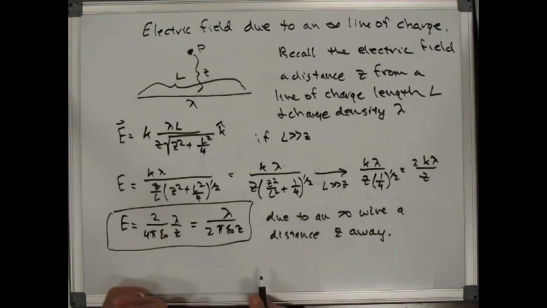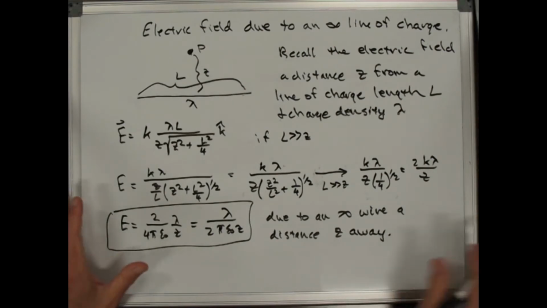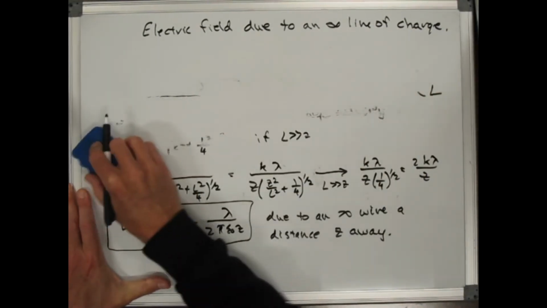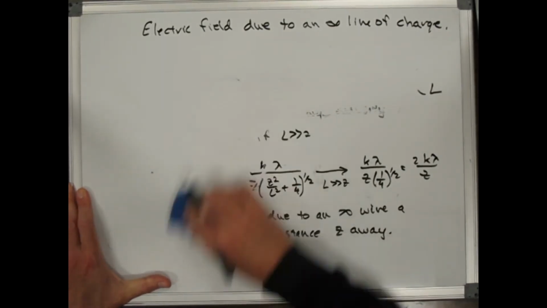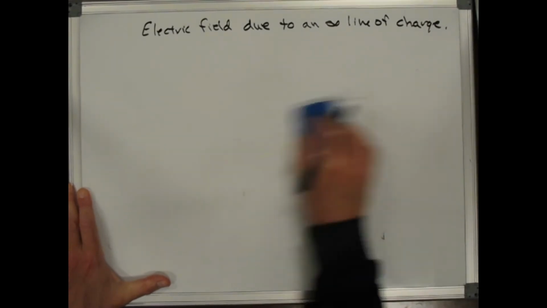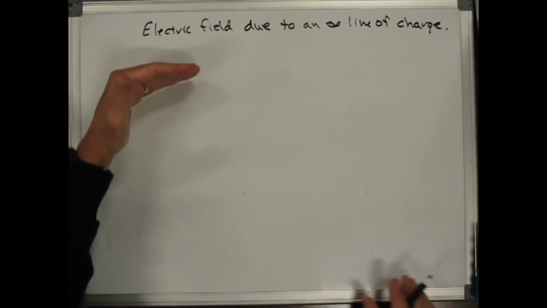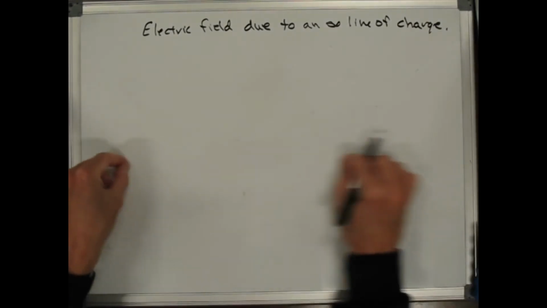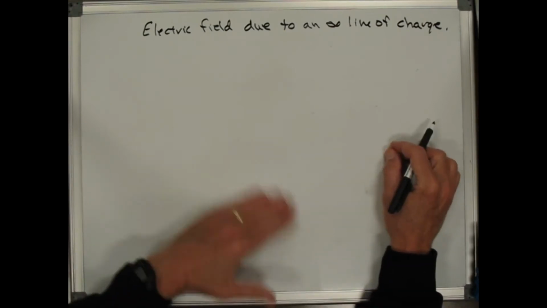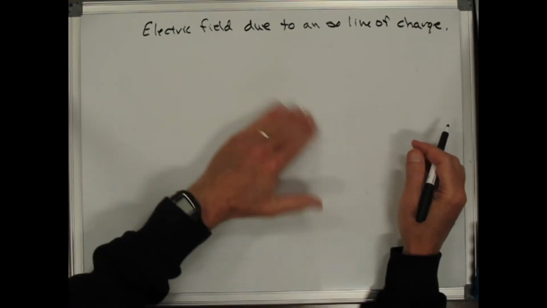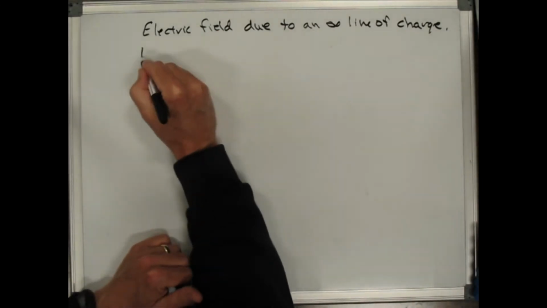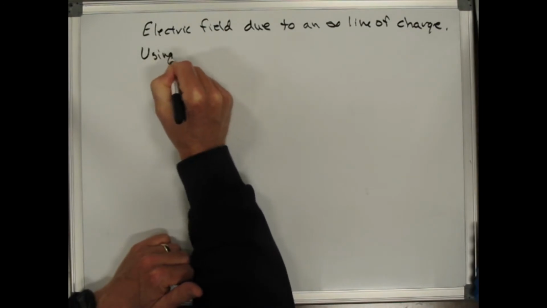A distance z away. And now I'm going to do the same thing using Gauss's law. Remember, I didn't have to do all the calculus to integrate along the line that we did earlier. Normally I would have had to do that, but we had done it already, and I just started with the equation we ended with in that integral. So, using Gauss's law.